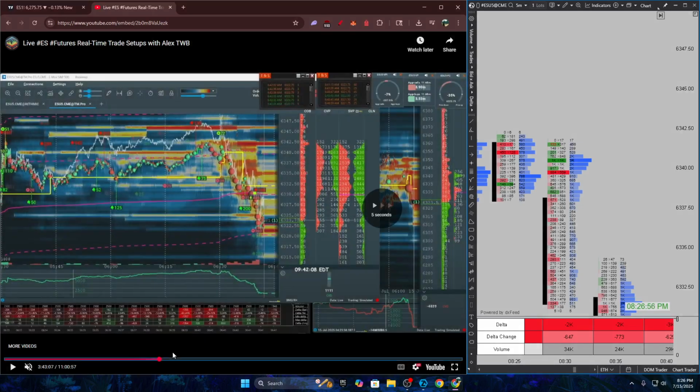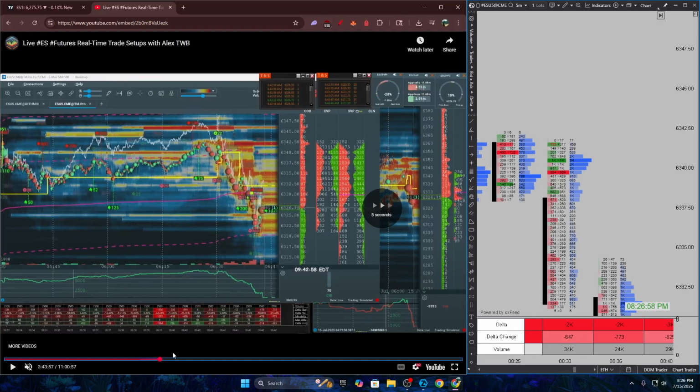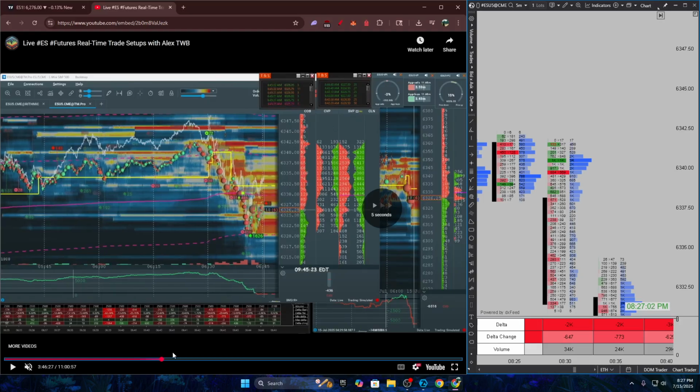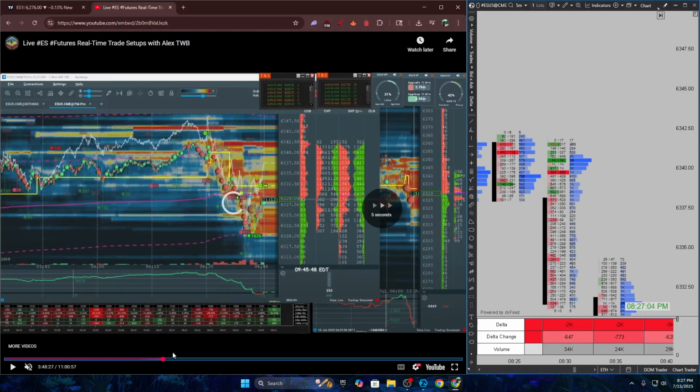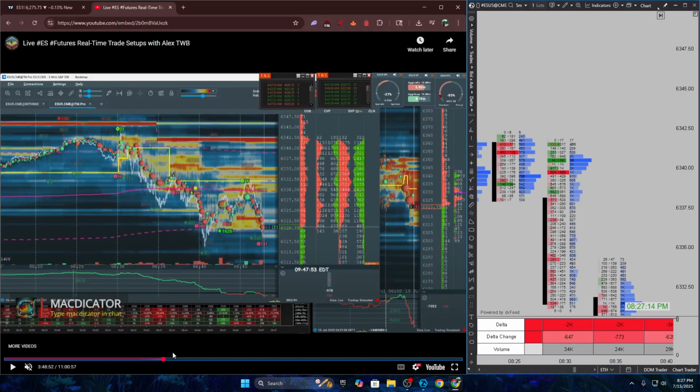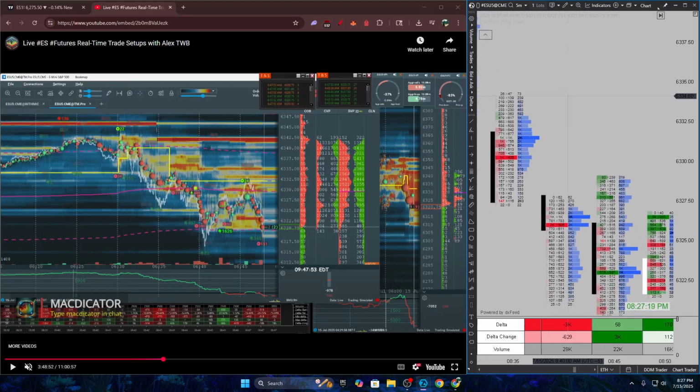I don't want to move too far because perhaps there might have been a setup before, but I'm just looking at how Bookmap looks. I'm not too confident in that at all. But yeah, nothing really to take there. And now we're already up to 8:50 Central Time. It should be here.